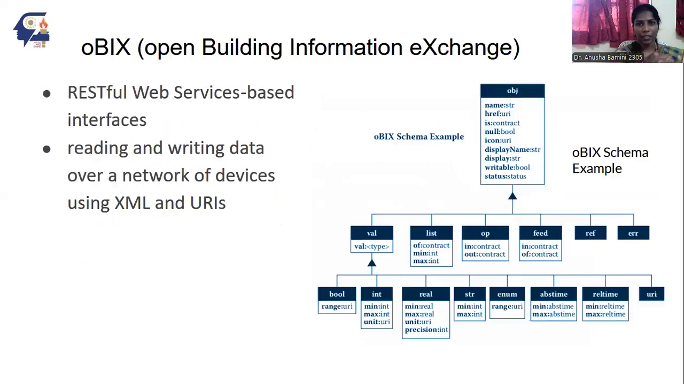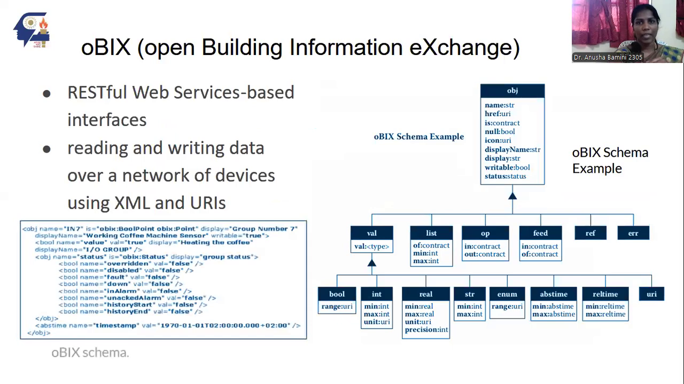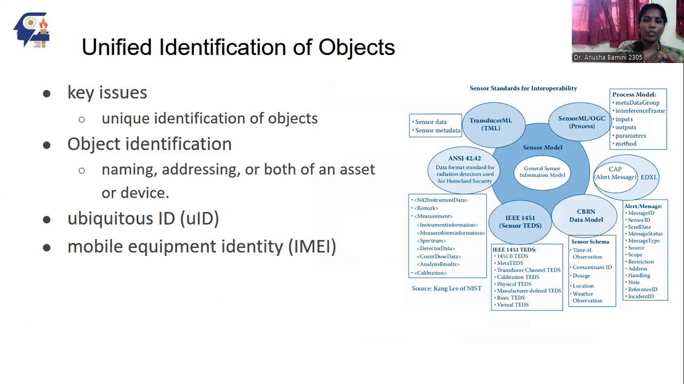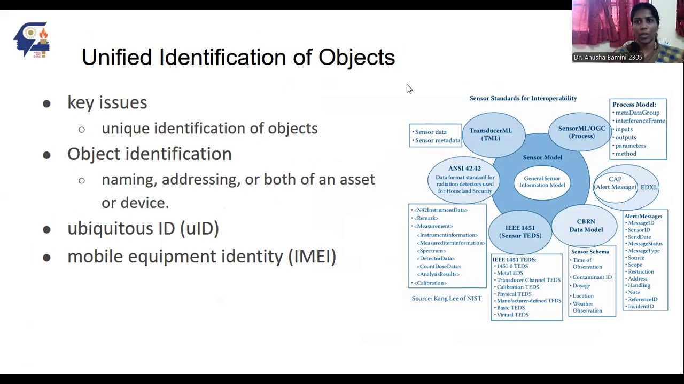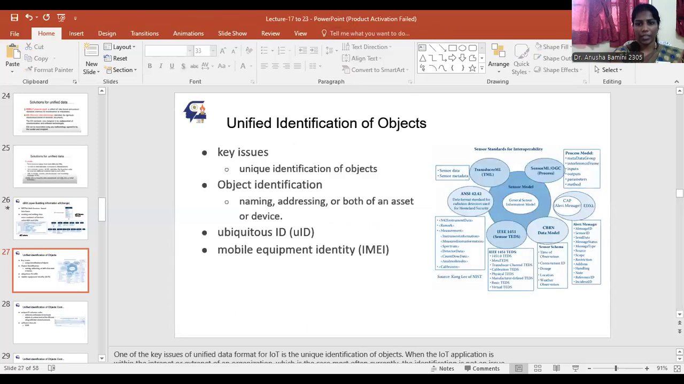After that, we learned OBIX, Open Building Information Exchange. Then unified identification of objects, which means how each object is identified in the Internet of Things. On the internet, how we connect the devices and how we identify each and every device uniquely is done with the help of the ubiquitous ID.